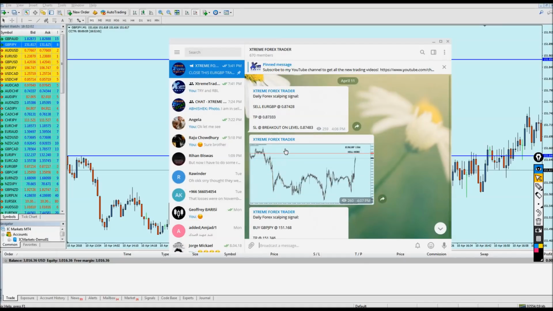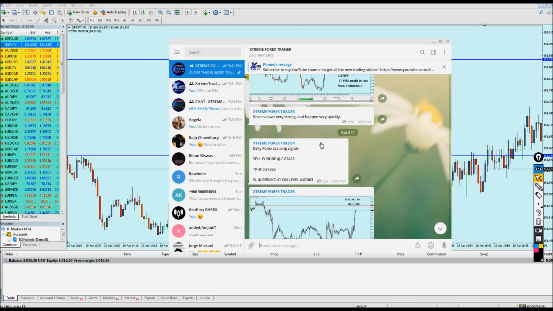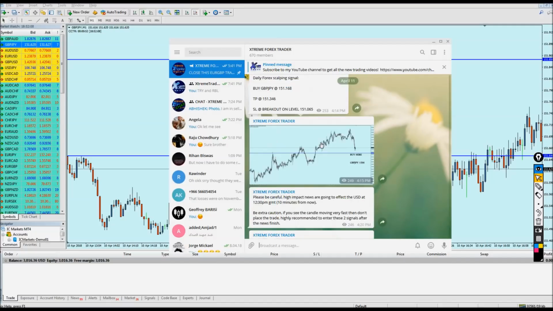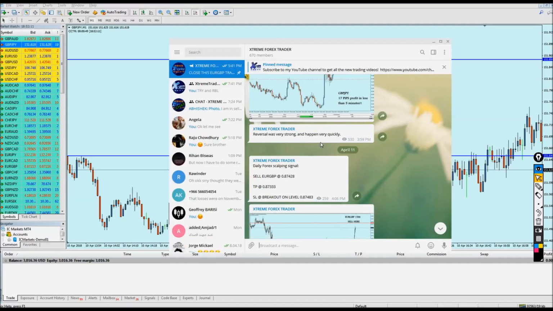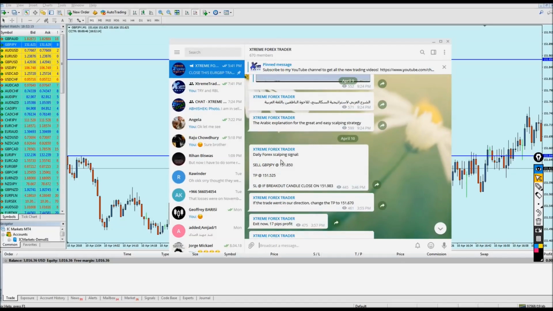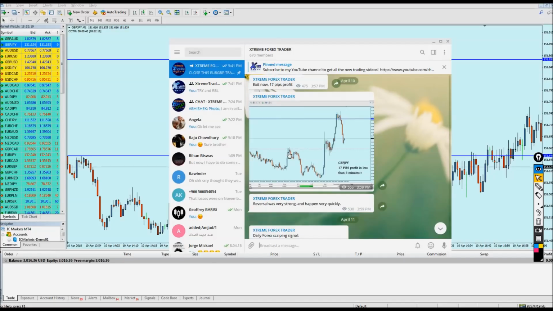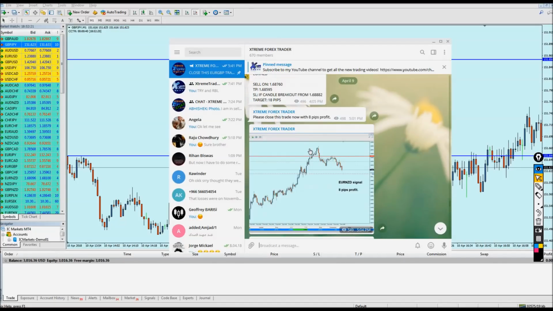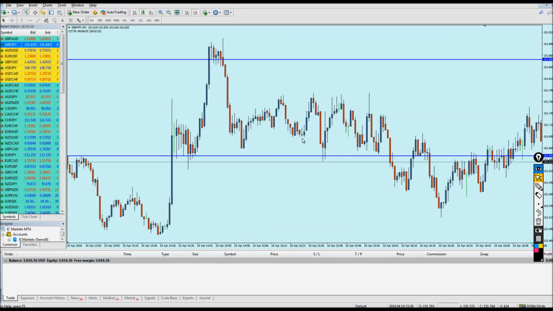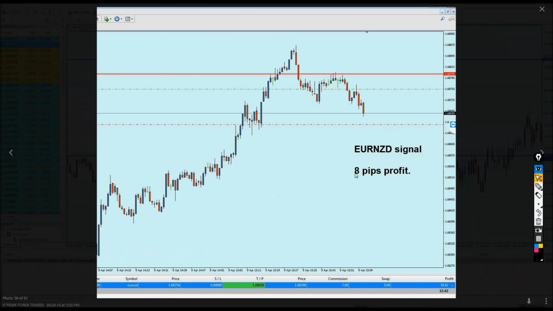The next signal, on the other day, actually this was, where was the signal? I sent two signals actually. Hold on, let me just check it out. Yeah, okay, here. This was the second signal. The first signal was Euro NZD, which got me 8 pips profit. So let's check it out together.